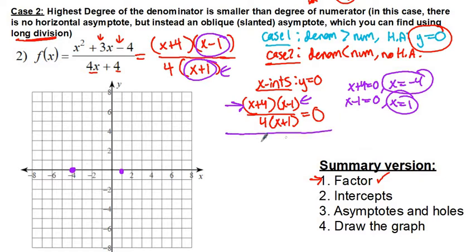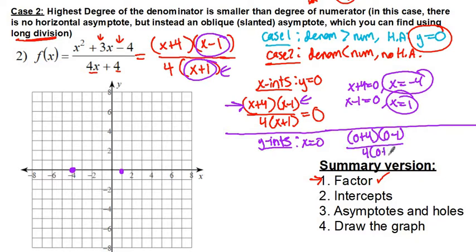Let's now find the y-intercepts, and those will occur when x equals 0. So let's plug into this equation 0 wherever we see an x. And when we do that, we'll have this. The top will come out to be 4 times negative 1, which is negative 4. The bottom will be positive 4. So negative 1 would be the y-intercept. So I'm going to put a point at negative 1 right there. So we're done with factoring. We're done with intercepts. We said there are no holes.